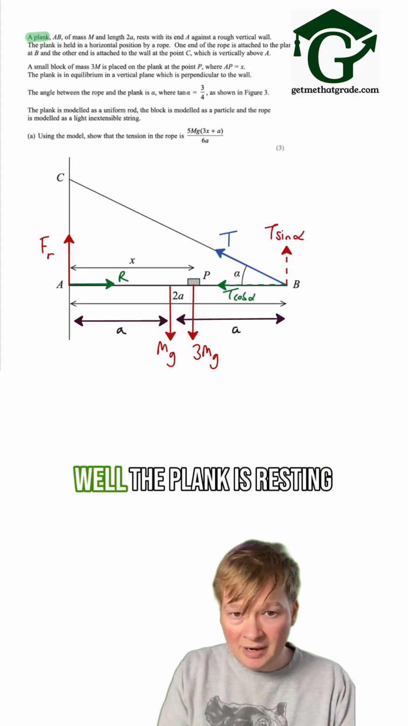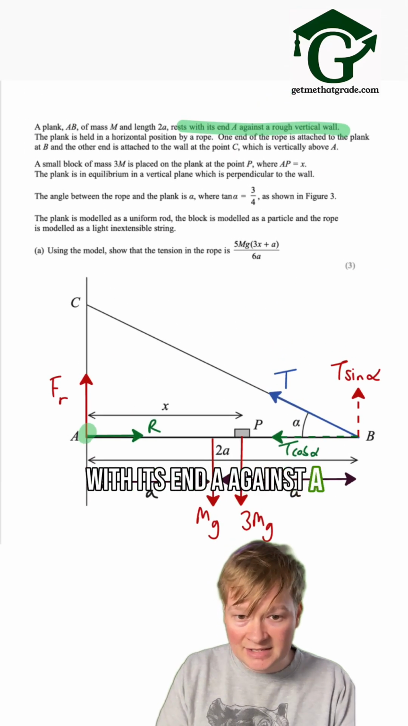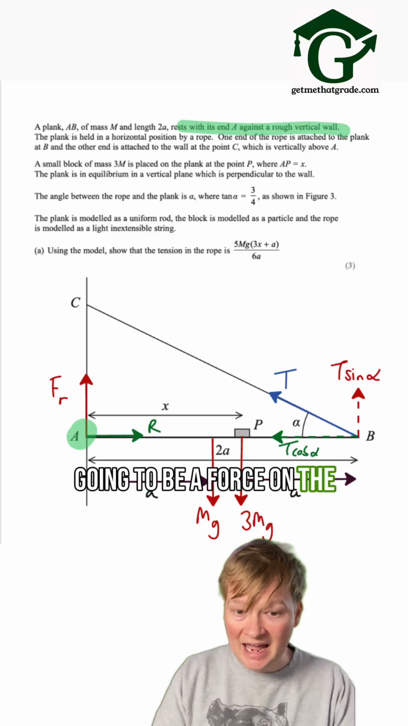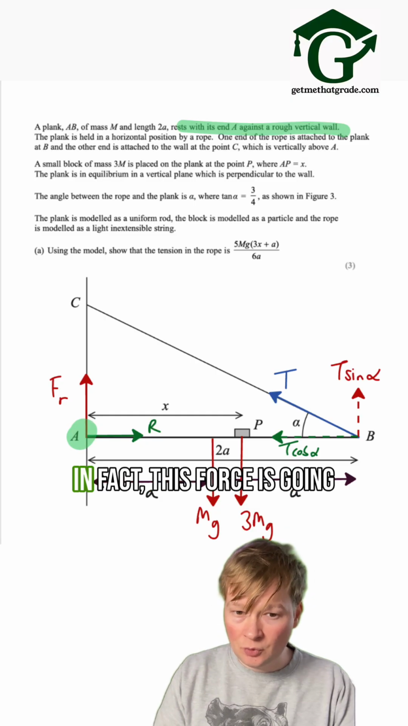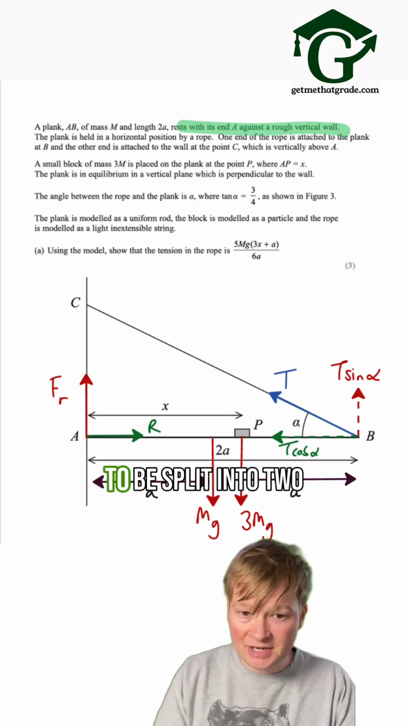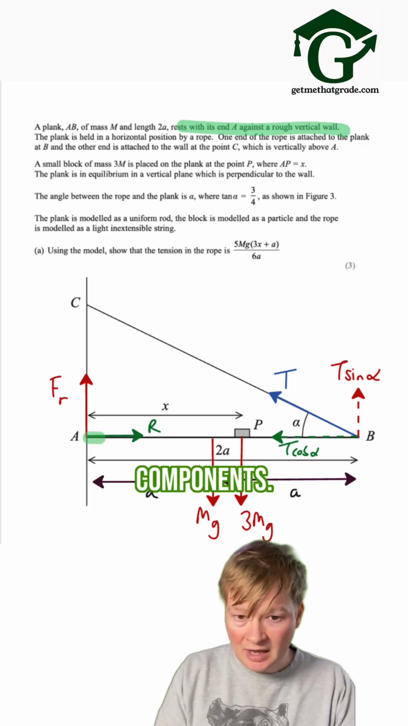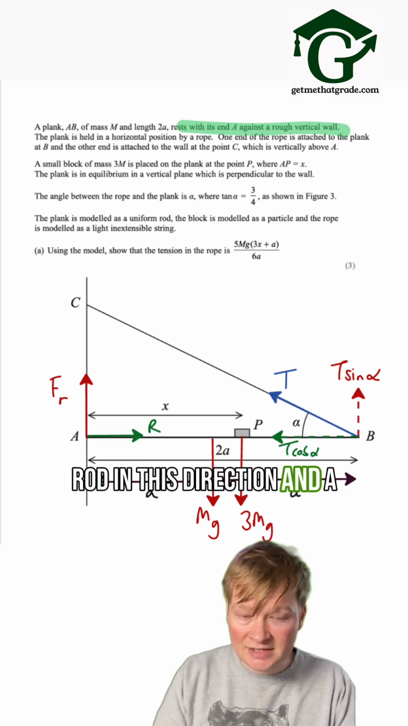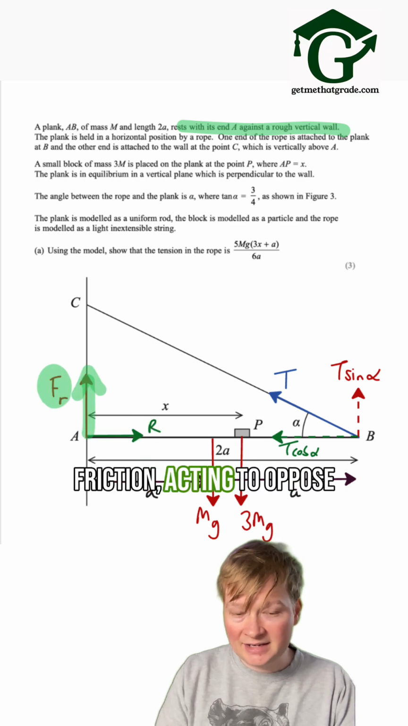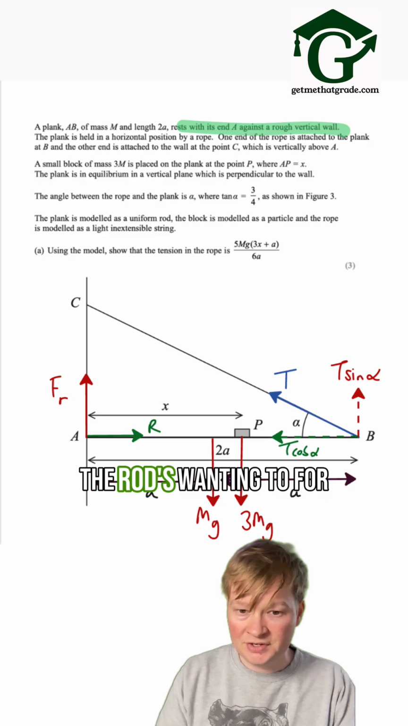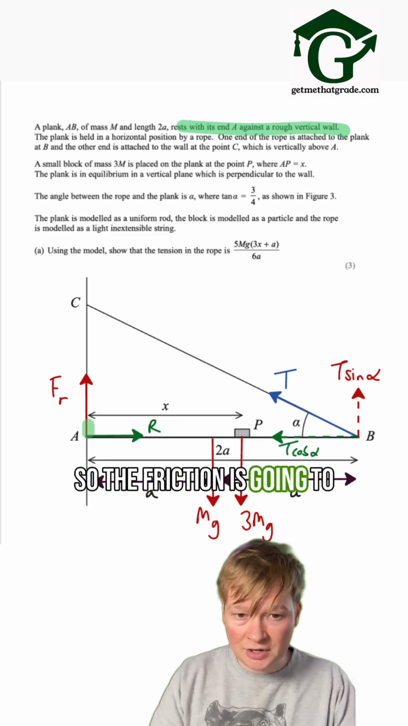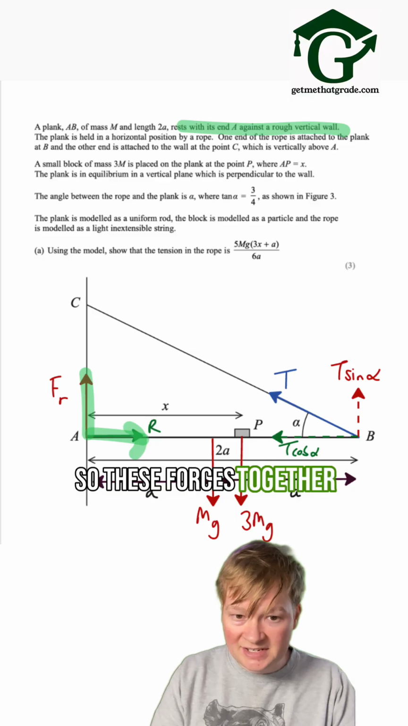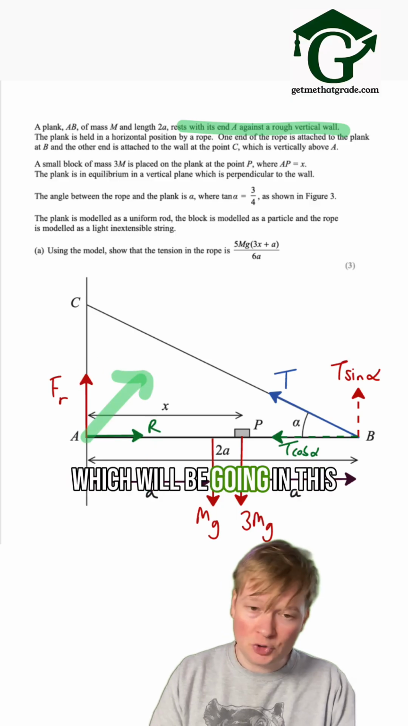What else? Well, the plank is resting with its end A against a rough vertical wall. So that means that there's going to be a force on the rod due to the wall. In fact, this force is going to be split into two components. A force which is pushing on the rod in this direction, and a force, I'm going to call it friction, acting to oppose the motion of the rod. The rod's wanting to fall this way, so the friction's going to want to oppose that motion. The friction's going to be acting in an upwards direction. So these forces together will form a single force which will be going in this direction.